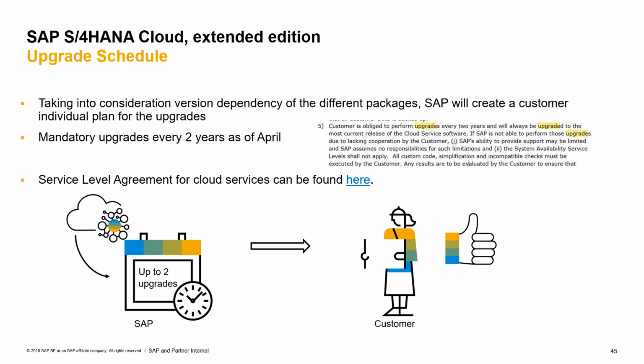In addition, the service level agreements for cloud services can be found on sap.com, and I've provided a link here on this page. Now, in terms of the upgrade schedule, one other thing to keep in mind is that we want to take into consideration any version dependency of different packages. So SAP will create a customer individual plan for the upgrades based on the bill of material that the customer has purchased.